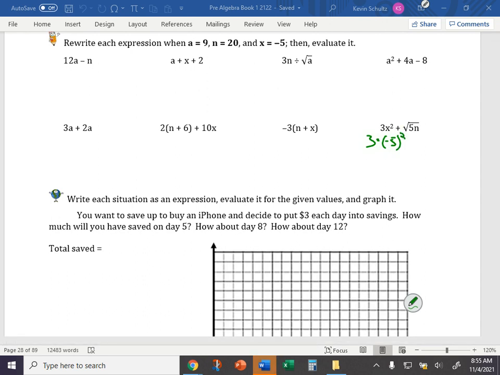I should make these a little bit bolder. We've got a multiplication sign and a negative sign. I made them the same size. That's going to be confusing. -5. There we go. Okay. Plus the square root of 5 times n, where n is 20. Okay. What are we doing first here?